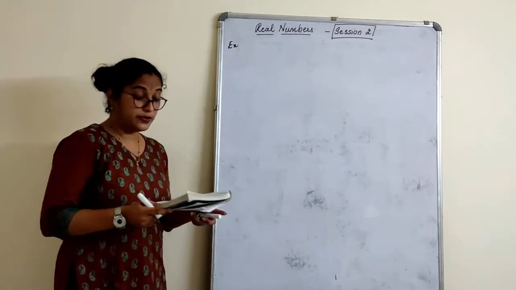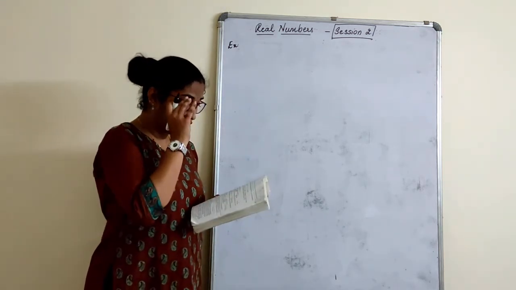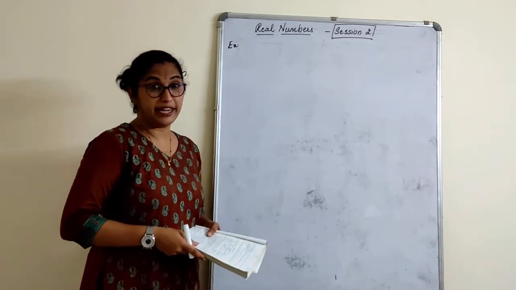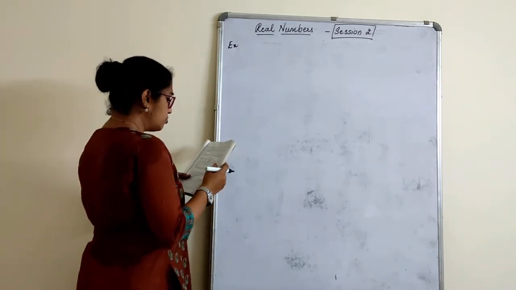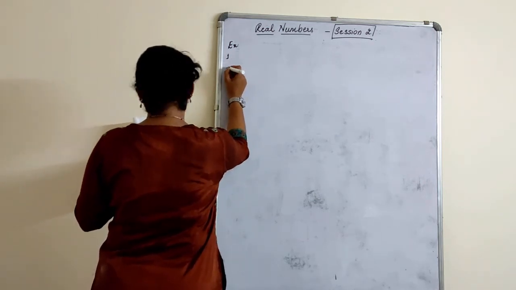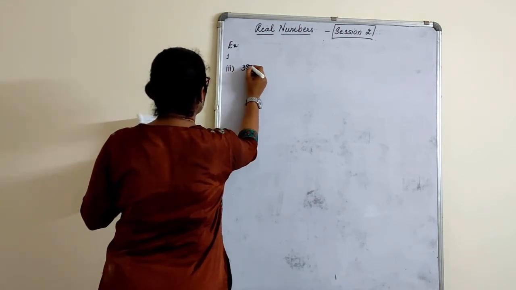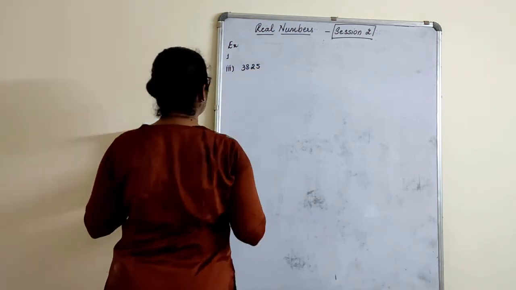So we'll quickly start with an exercise. It's a very simple exercise, children. Express each of the numbers as a product of prime factors. We know how to do that. So I'll choose just two sums here. The remaining you can practice. So first, the third one, 3825. I will start with this.